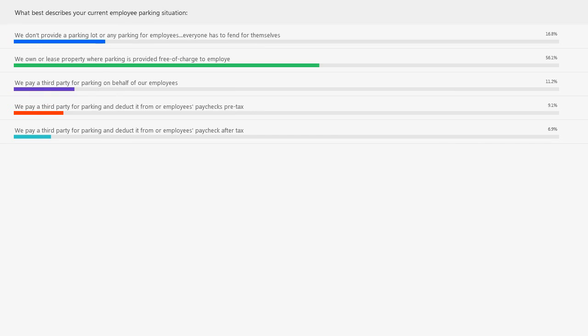Thanks so much. So it seems like for a lot of organizations, the biggest answer is that we own or lease property where parking is provided free of charge to employees. Spelled incorrectly, but that's okay. We're accountants, not writers, apparently.